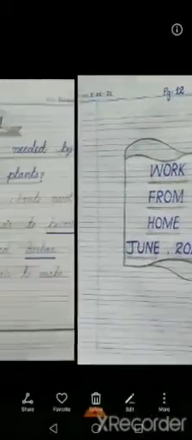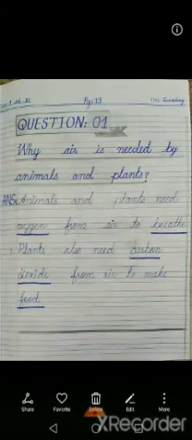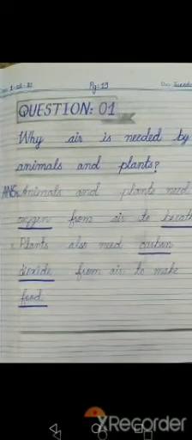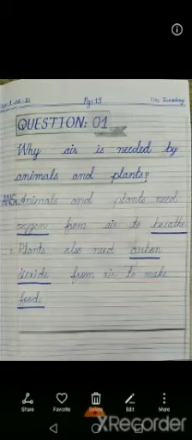Now come to the next page, and on the next page again you have to write down the date, page number, and then the day. Then you have to write the heading of question number 1 with your blue marker. Then write down the question: why is air needed by animals and plants? Write down the answer to this question. The answer is: animals and plants need oxygen from air to breathe. The second point is: plants also need carbon dioxide from air to make food.